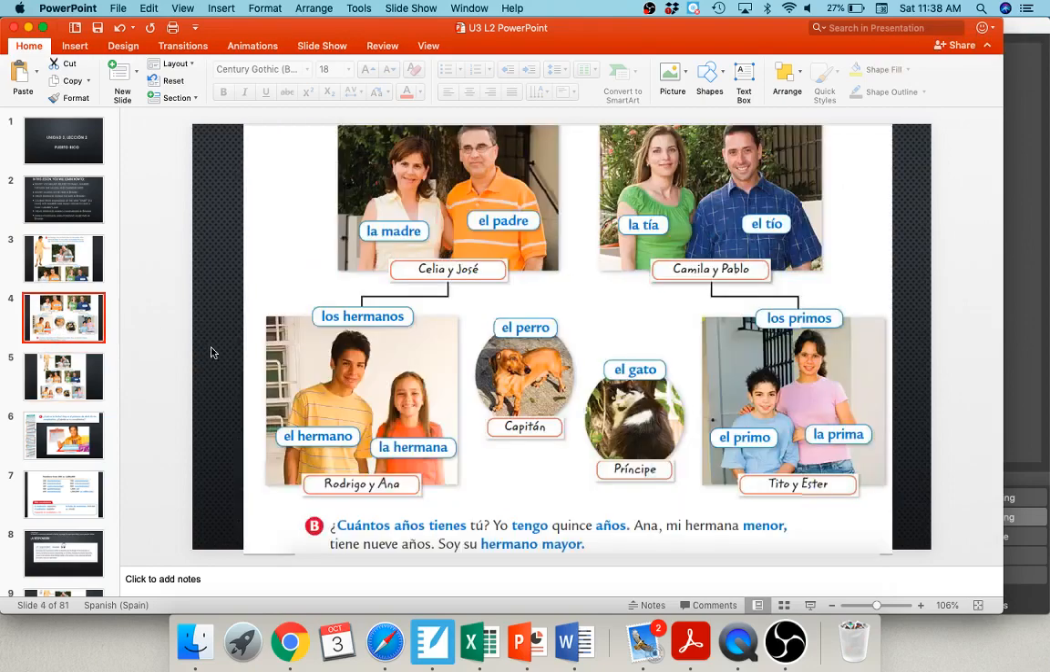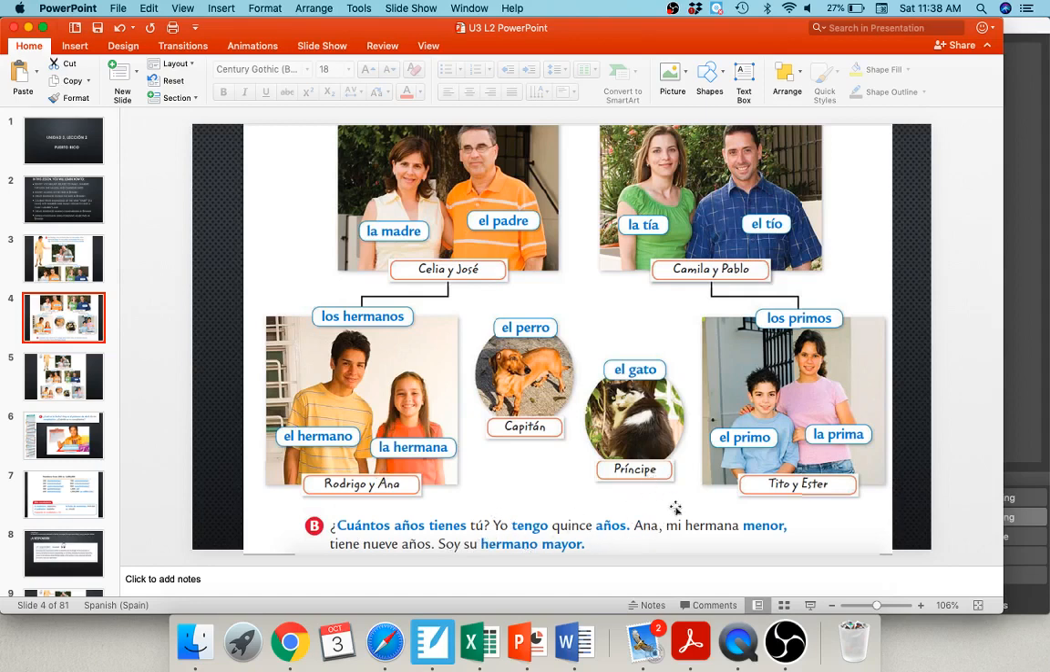So as we continue our reading here, in part letter B here, we're asked, ¿Cuántos años tienes tú? How many years do you have? How old are you? ¿Cuántos años tienes tú? Rodrigo responds and he says, well, yo tengo 15 años. I'm 15. Literally, I have 15 years. We don't say yo soy 15. We're saying I have that number of years. So how many years do you have? Oh, I have 15 years.